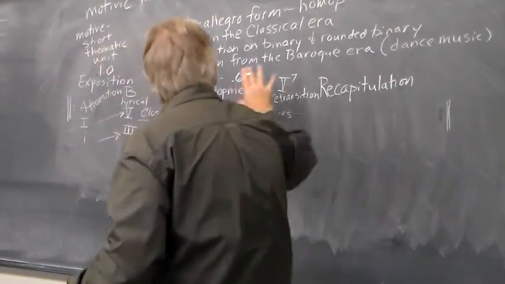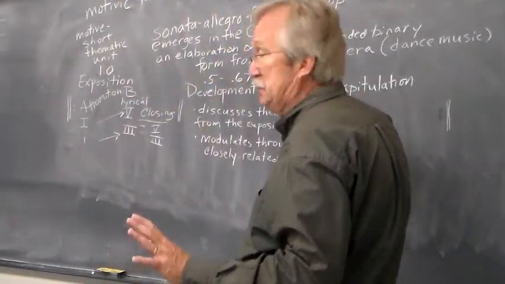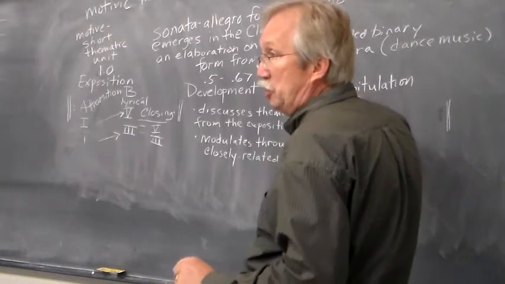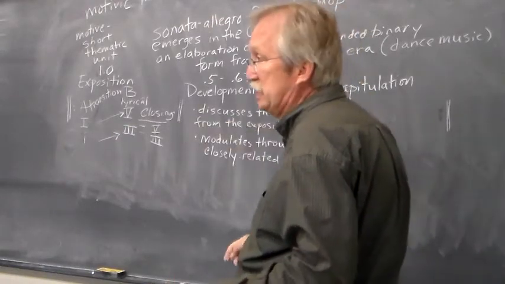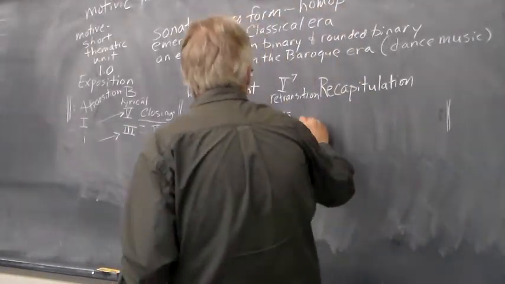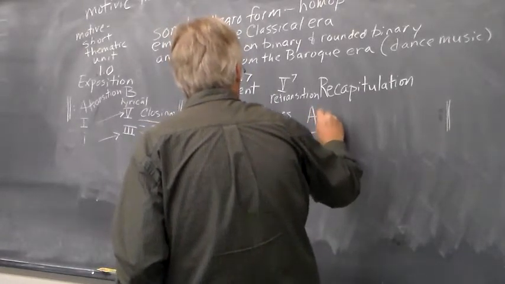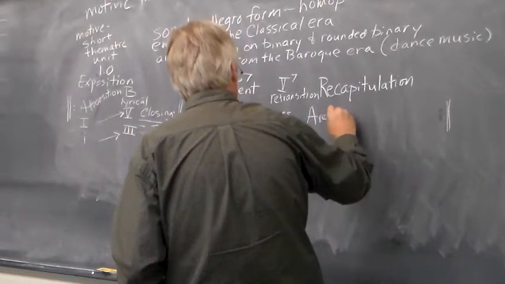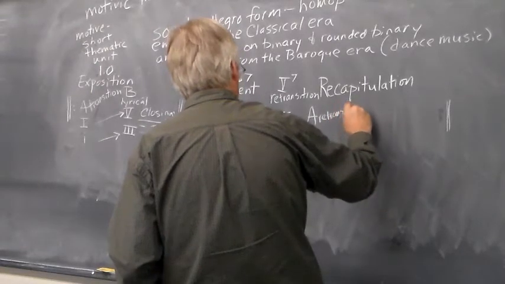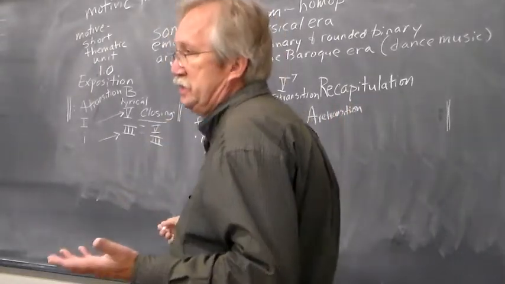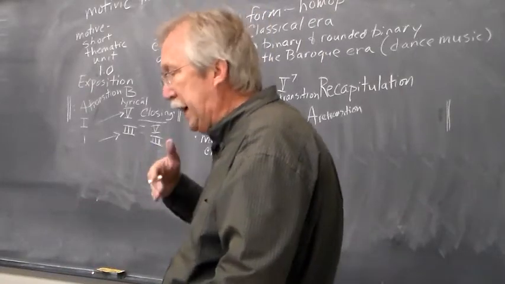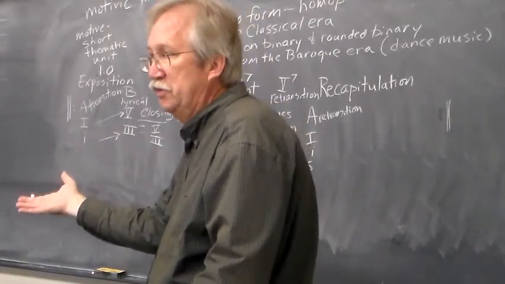The exposition and the recapitulation have the same material. The only difference is the recap just restates everything in tonic. So you have a theme, and then the term retransition is just like a transition. The only difference is it takes you back to something you've heard earlier in the movement.